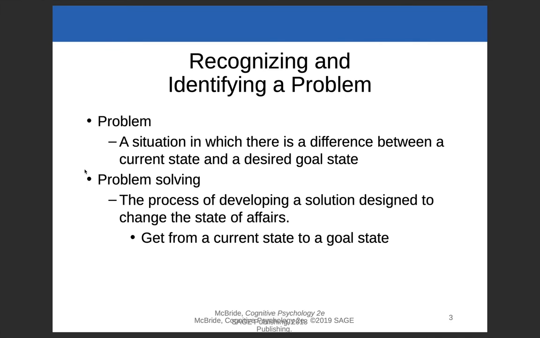So, when we talk about problem solving, the first thing we need to do, of course, is define what a problem is. A problem is basically a situation in which there is a difference between a current state and a desired goal state. So, you're in a particular situation and you desire to be in a situation that is different, and you have to figure out how to get from the current state to the goal state. That process is called problem solving, the process of developing a solution designed to get you from the current state to the goal state.